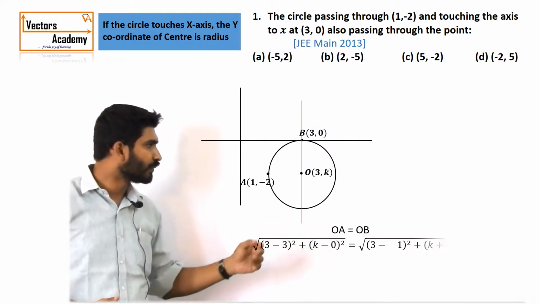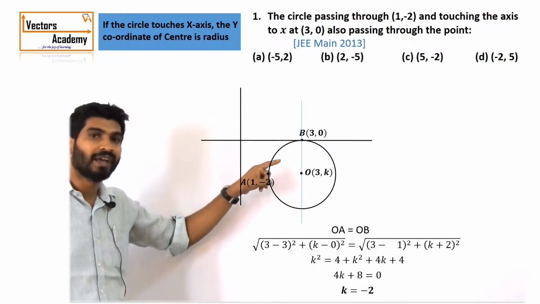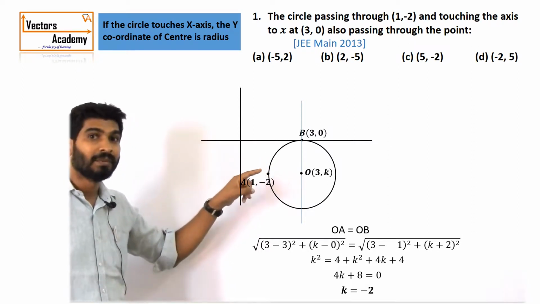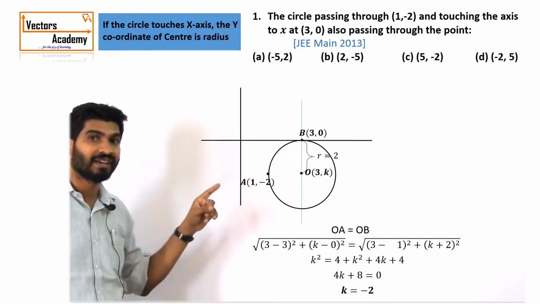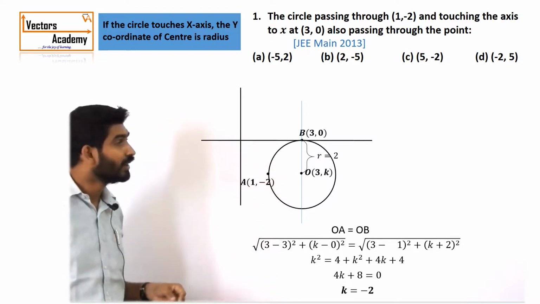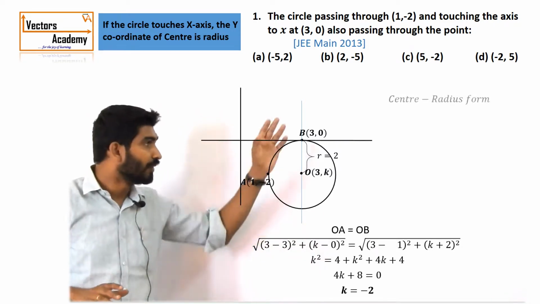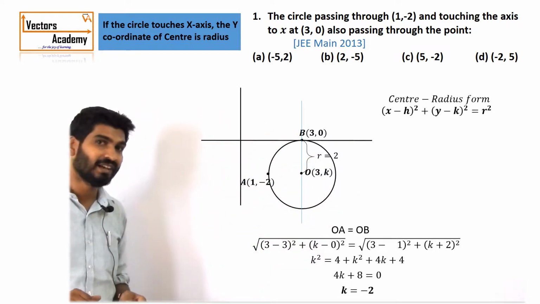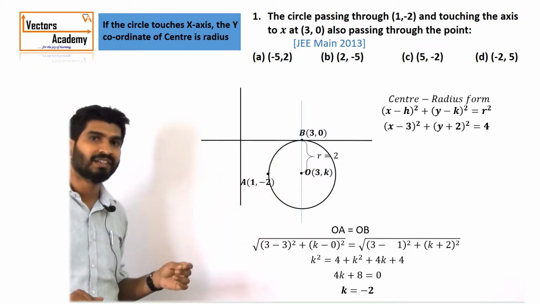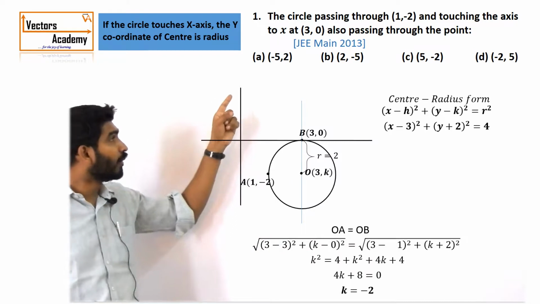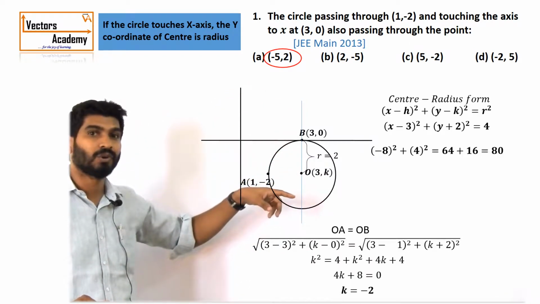So equating them, you should get the value of k, and once you know the value of k, you know the y coordinate of the center. And remember, the y coordinate of the center becomes the radius as the circle is touching the x axis. So the radius of the circle is 2. Now we know the radius, we know the center, we can find out the equation of circle in the center radius form. And once we find the equation, we can one by one check which of the points satisfies the equation.